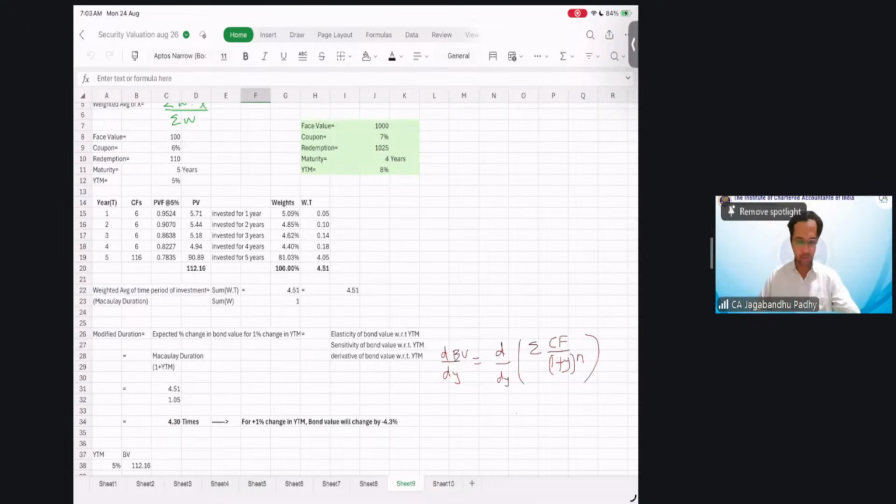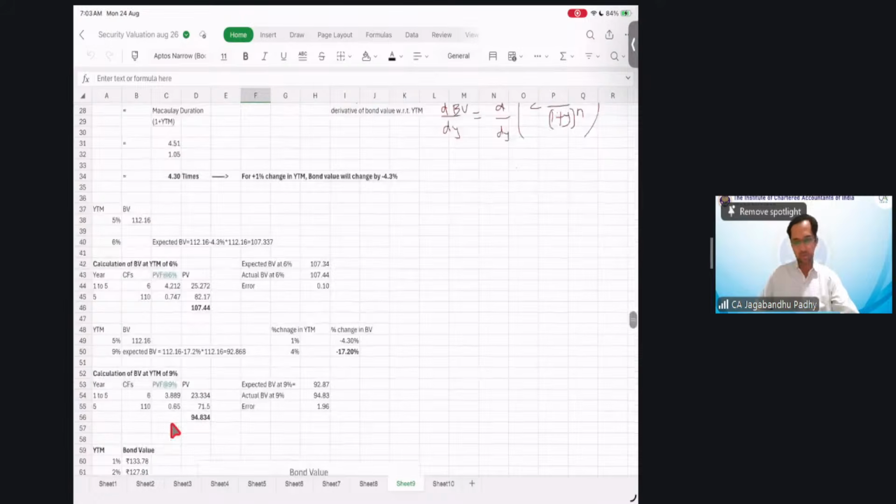But when we actually tried to apply it, to see what the bond value is if there is a change in the YTM, we observed that there was some small error. When we changed the YTM from 5 to 6, this became 107, an error of 0.1. We initially thought it might be due to rounding error, so we checked a higher percentage change, like 4%, and that error was actually 1.96.